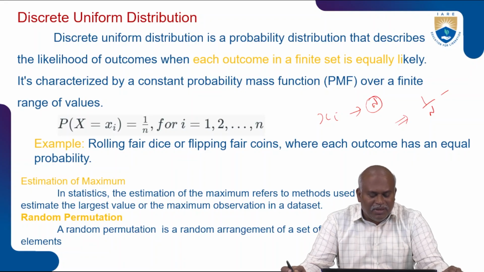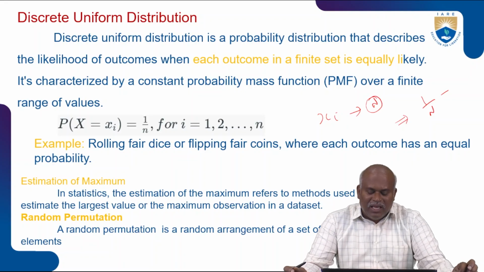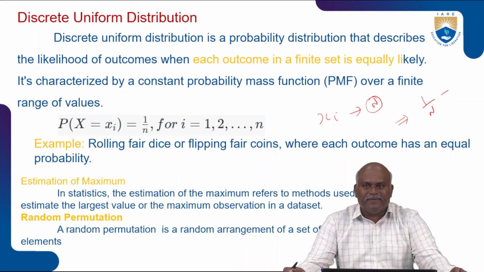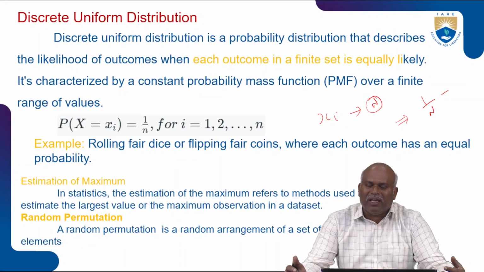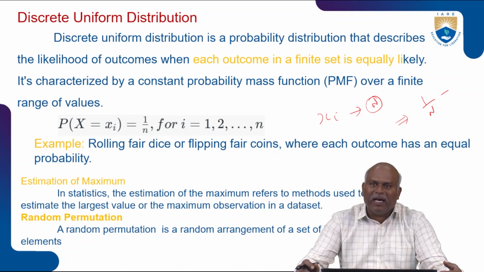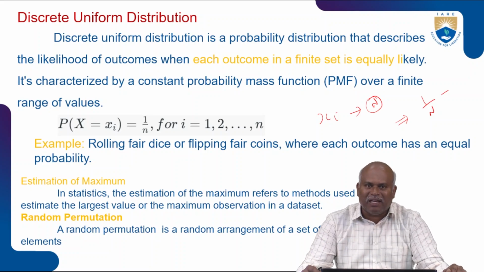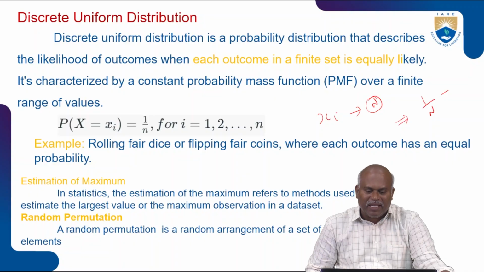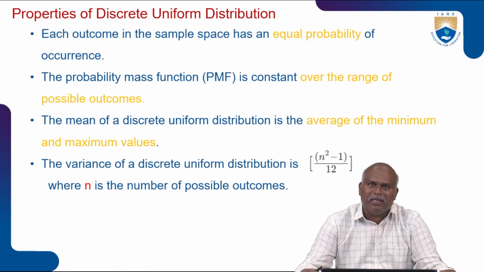Next is random permutation. A random permutation is a rearrangement of a set of items or elements. Here we have a lot of possibilities occurring for the uniform interval. We can arrange in ascending order as well as descending order. If we arrange them, all will have equal probability. That is represented as a random permutation. This has some properties.